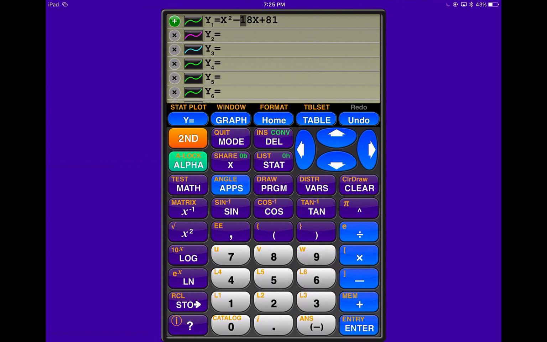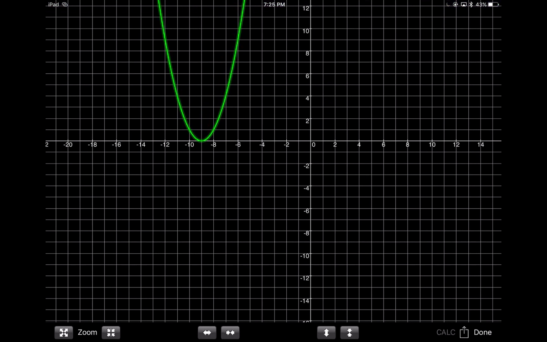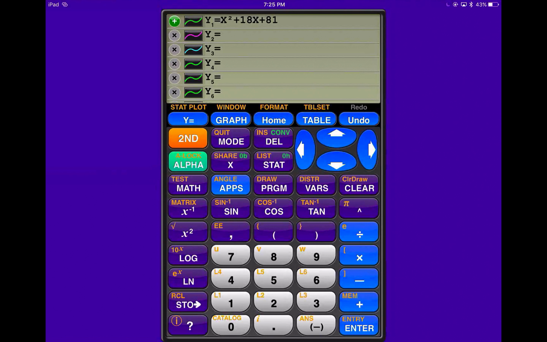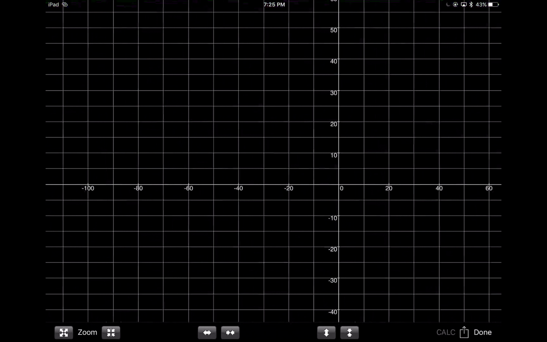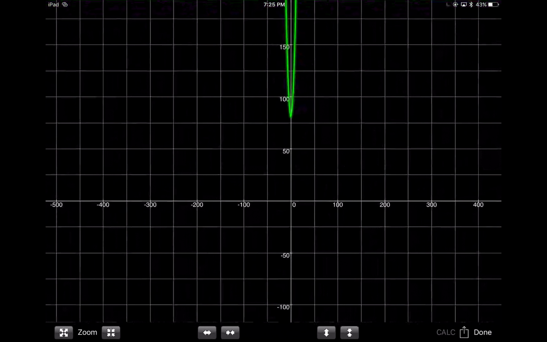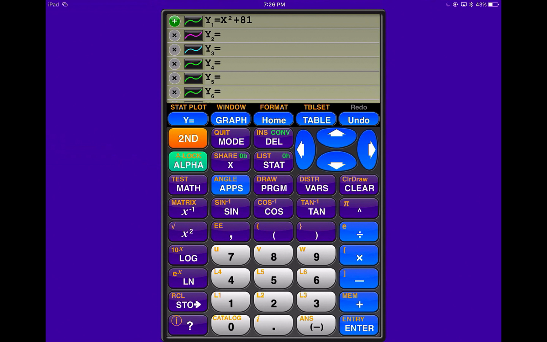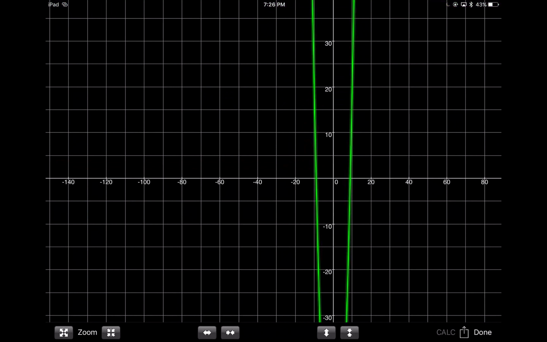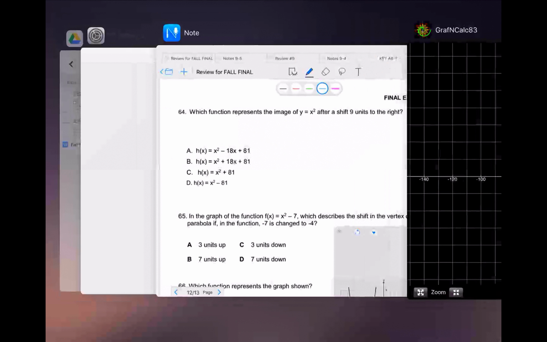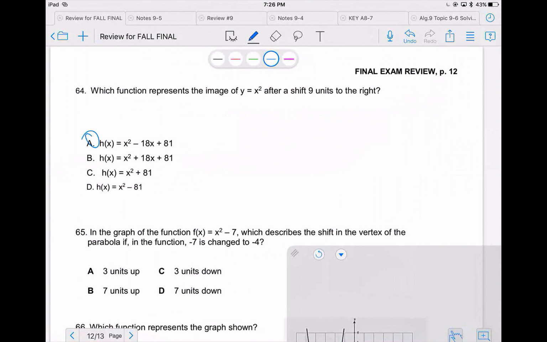If I change the minus to a plus, it moved to the left. If I get rid of the middle term, it goes way up. We can't even see it on our school calculators. And if I do just a minus, it's going to go way down. So A is my correct answer.